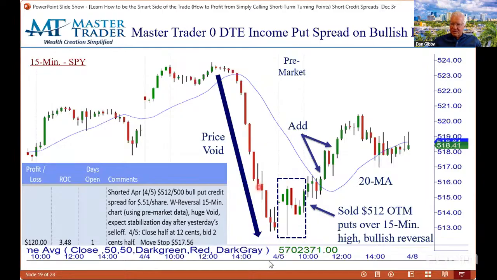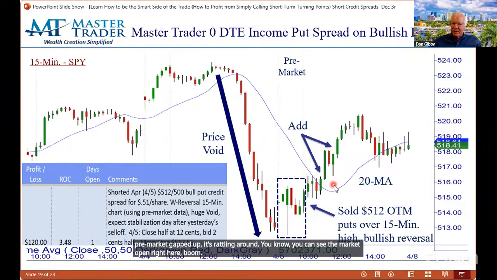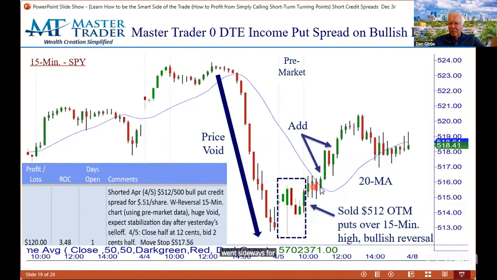Pre-market gapped up. It's rattling around. You can see the market open right here. Boom, went sideways for an hour, 4 bars, right? 4 times 15 is an hour. Right there, sold an out of the money put spread.